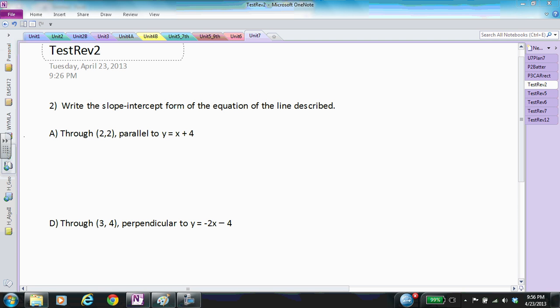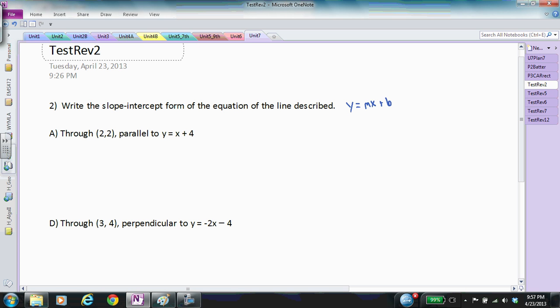So I'm going to start off with problem 2. I'm just going to do A and D from that particular question. It says, write the slope-intercept form of the equation of the lines described. So remember, slope-intercept form, y equals mx plus b.